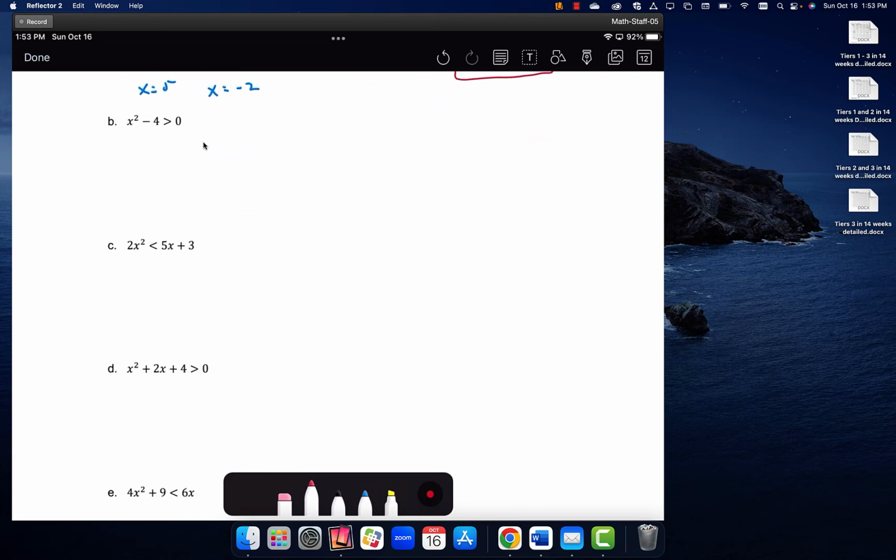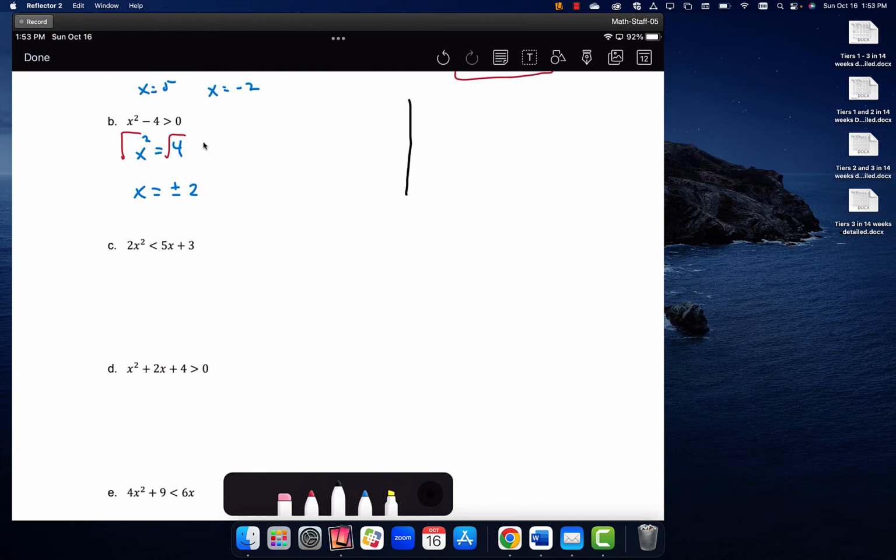In the next example, we need to find the x-intercepts. First, we'll add 4 to both sides. Take the square root of both sides. And remember, when you take the square root of both sides, we need to get the plus or minus. Square root of 4 is 2, and -2 because we took the square root of both sides. So those are your x-intercepts.